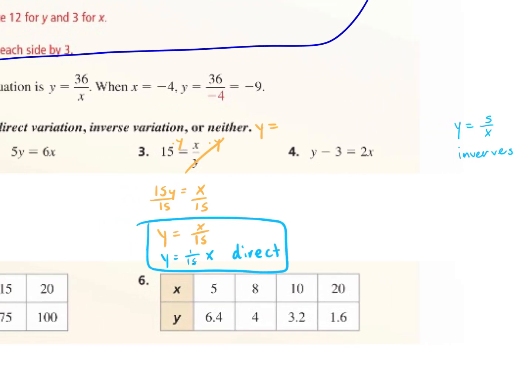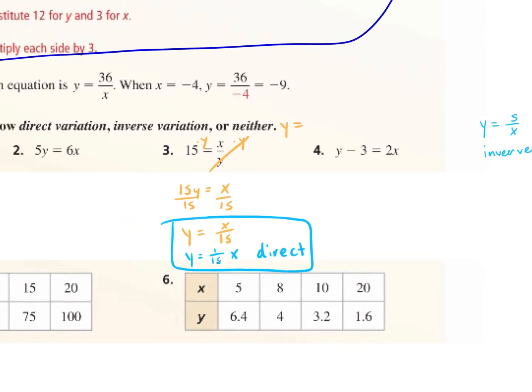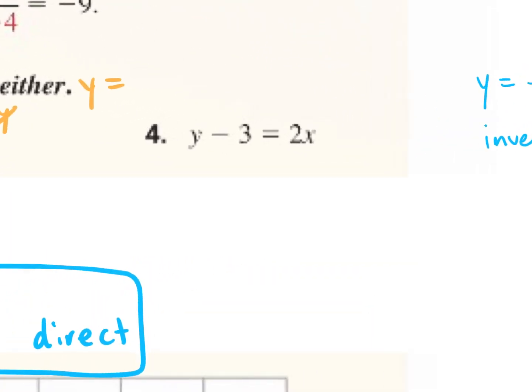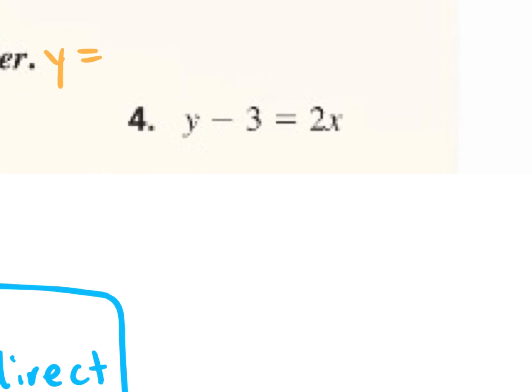Neither would be something like 4. How would I get y all by itself here? Add 3 on both sides. So y is equal to 2x plus 3. What do you think? Neither, because it has the plus 3. So anything that like you're adding to it, like if you just had x minus 2 or something like that, that would be neither.